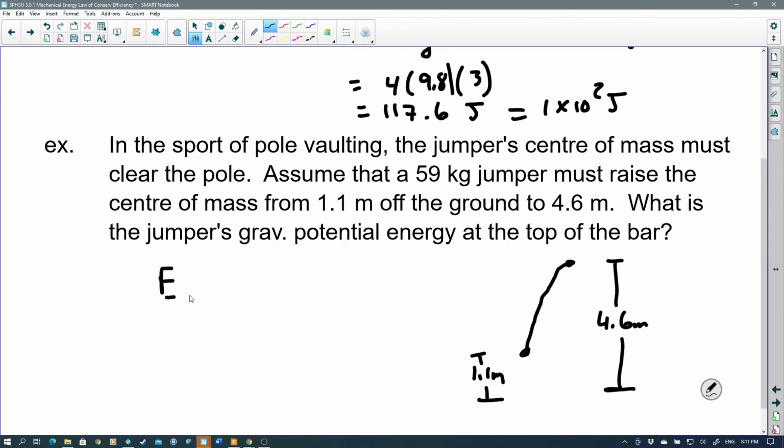So gravitational potential energy is equal to mgΔh. And in this case, I'm going to say delta H, because we're going to calculate the change in height of this position.